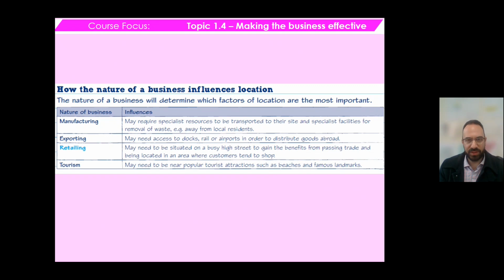Because once the cars are built in the factory, then they're going to be shipped out to dealerships all over the world. So thinking about what's important to a business, they don't need a busy high street location. So they can keep the costs down by being more remote. But they have to make sure that they can't be too remote because they need employees to work at that factory.